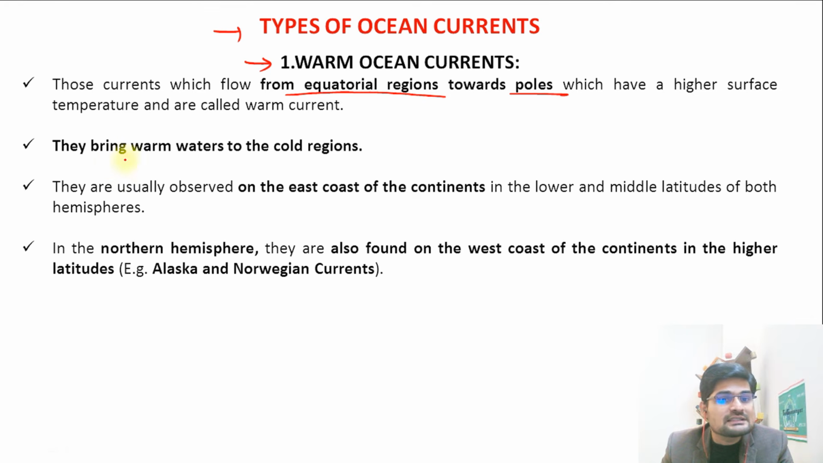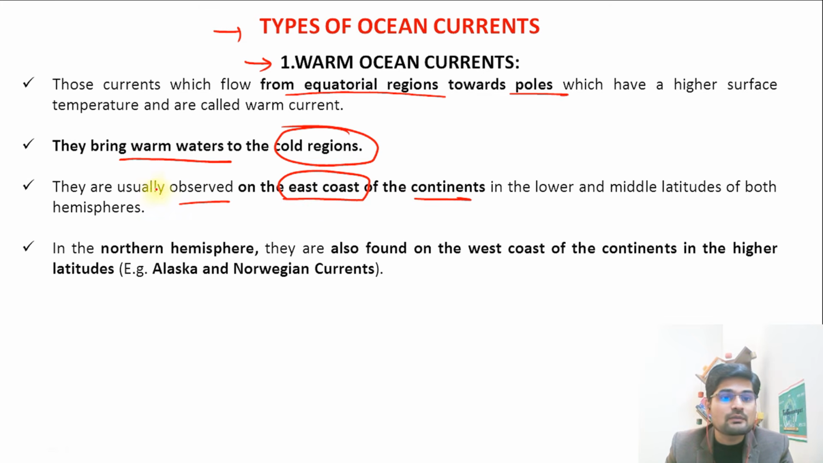Then what they do is they bring warm waters to the colder regions of the world, and they are usually observed where? On the eastern coast of the continents. Now remember, the word here is not just eastern coast, but usually. The usual behavior, or the majority of the ocean currents which are of warm nature, are found where? On the eastern coast of the continents. That is a generalization, but there are certain exceptions.